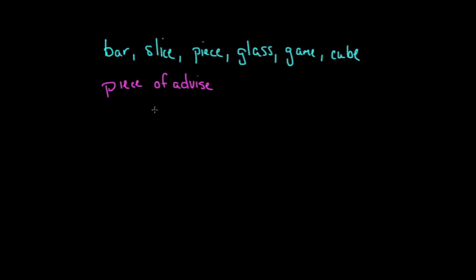A piece of advice, a glass of milk. We also have, obviously, things like a kilo or a gallon, like a gallon of milk or a kilo of meat. So we have these other ways to make them countable. So there are ways to make non-countable nouns countable. We just don't add the S at the end.